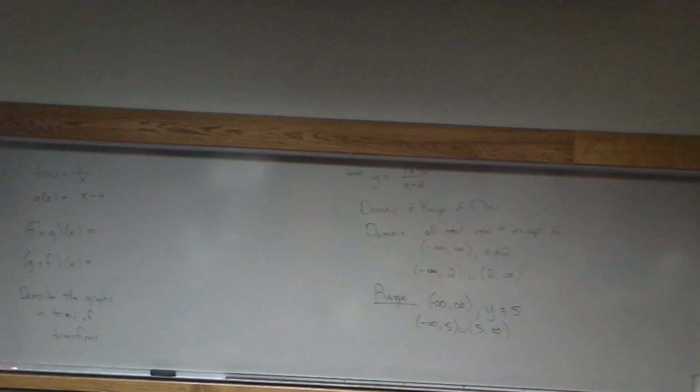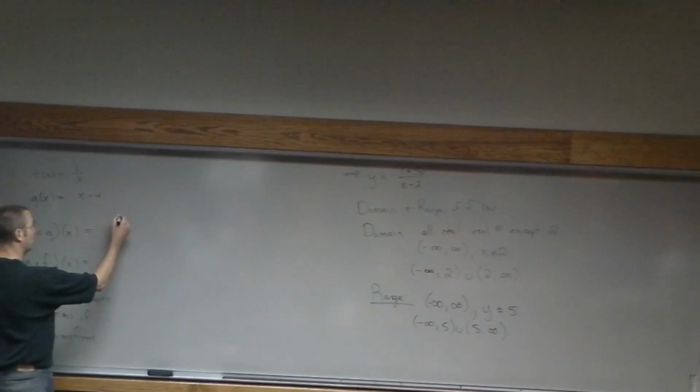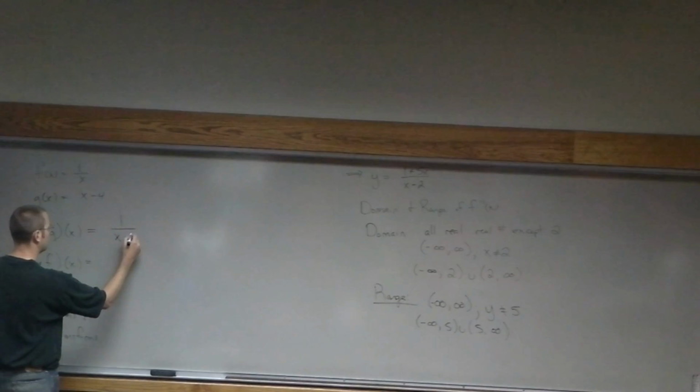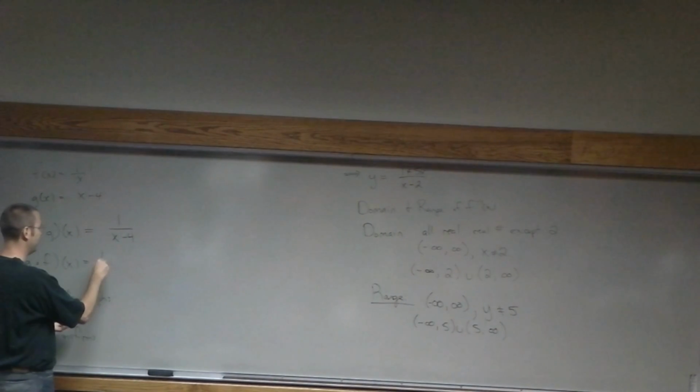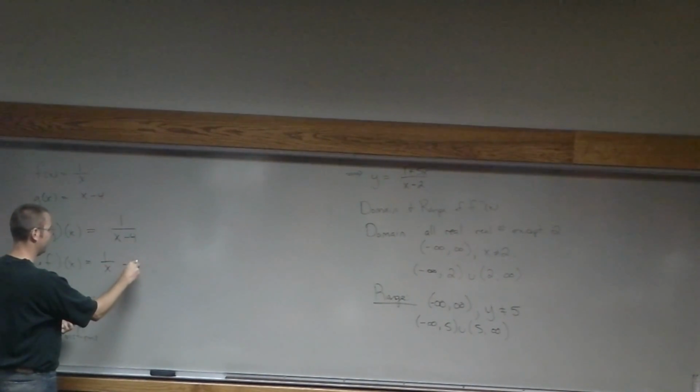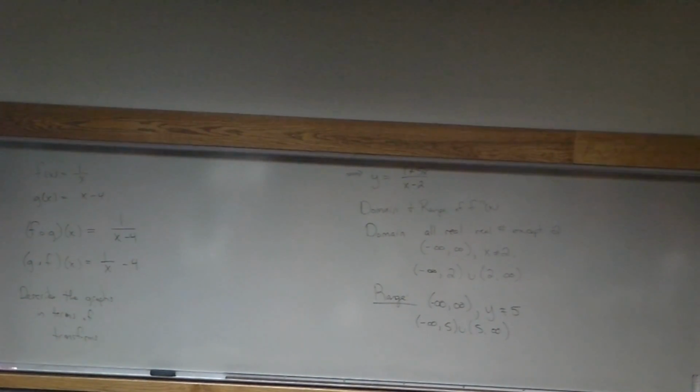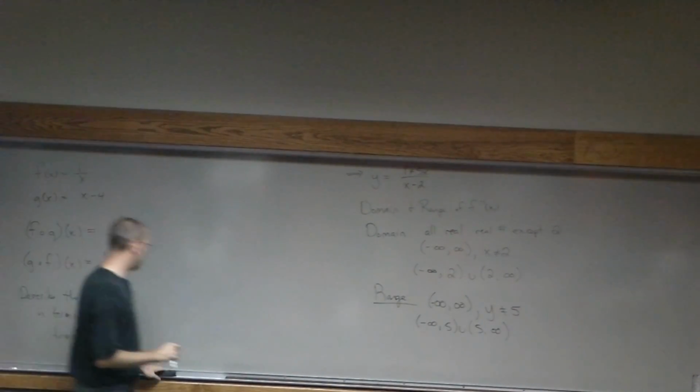Okay. So if we do this, f circle g of x, what do we get? What's the equation for f circle g of x? 1 over x minus 4. Okay, so 1 over x minus 4, right? And then what about g circle f of x? Okay, so here we have two different functions. These are not equal, so let's not pretend they are.